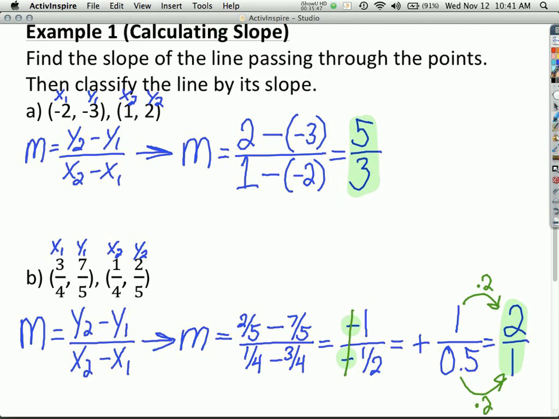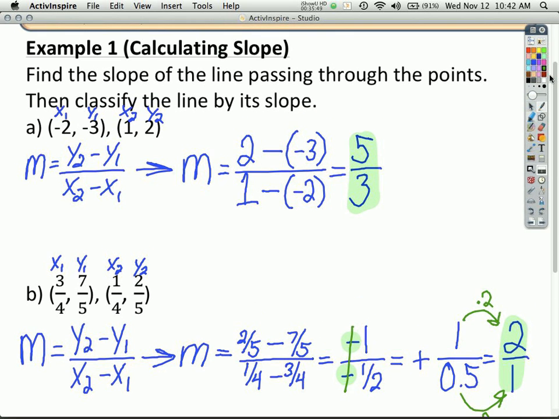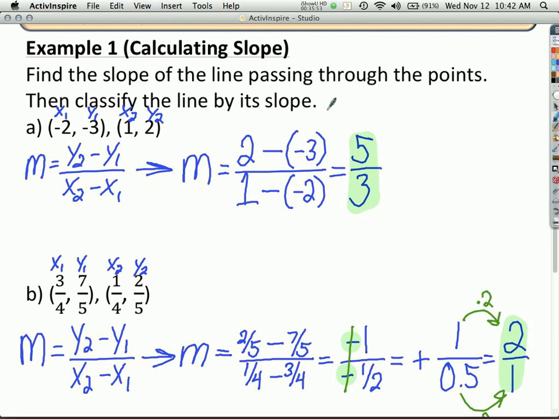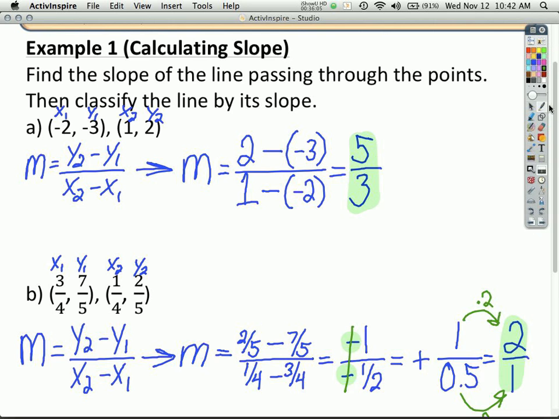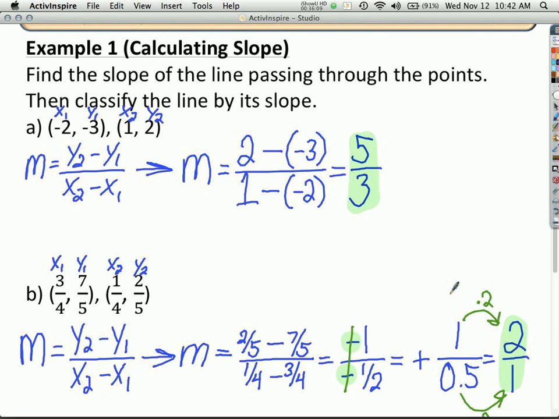Okay, so now I have to go back for a second because it says classify the line by its slope. So let's go back to part A. Is that positive, negative, 0, or undefined? Positive, negative, 0, or undefined? Only 3 people can tell me which one it is.